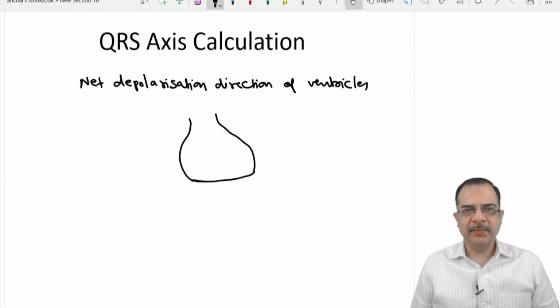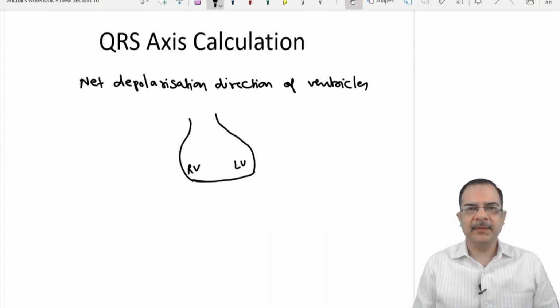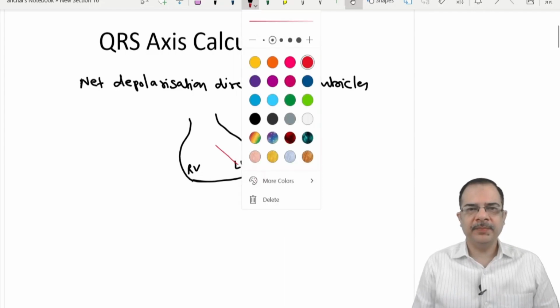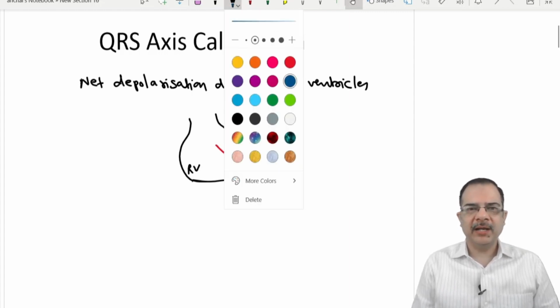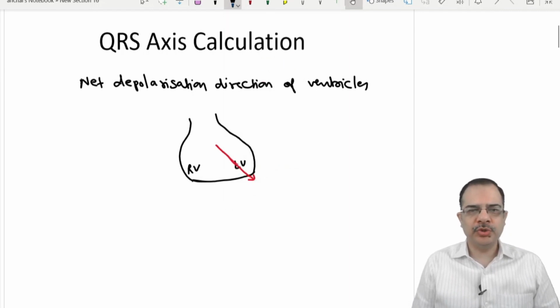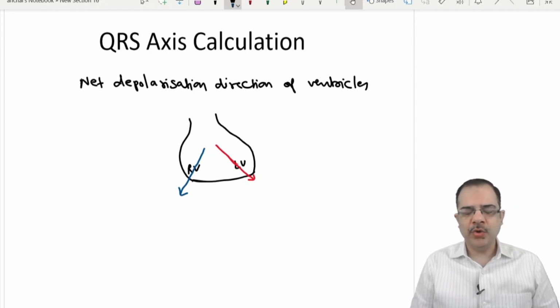So this is a vertical plane. This is left ventricle and here it is right ventricle. So the left ventricle is depolarizing in this direction from superior to inferior and towards the left side. This is a left ventricle depolarization, and the right ventricle depolarization is almost at the same time in this direction towards the right lower leg. So these are the two directions of the ventricle depolarization in a vertical plane.